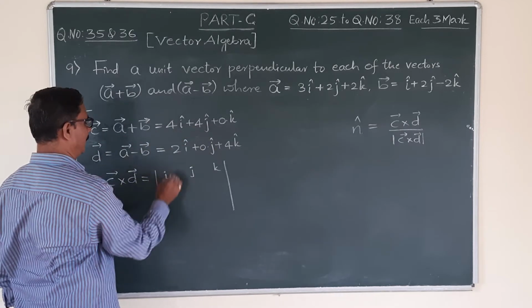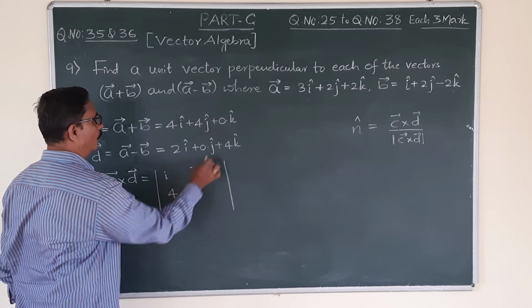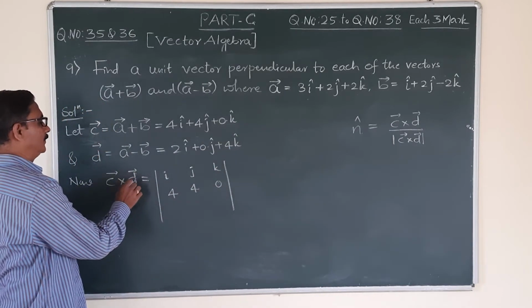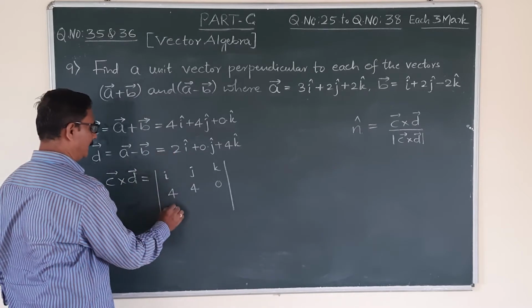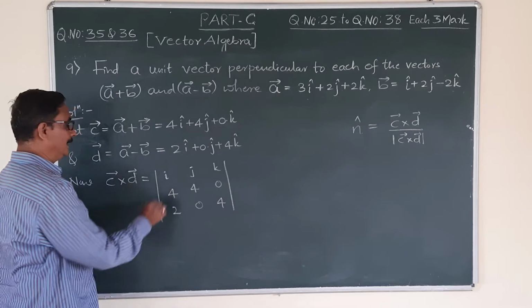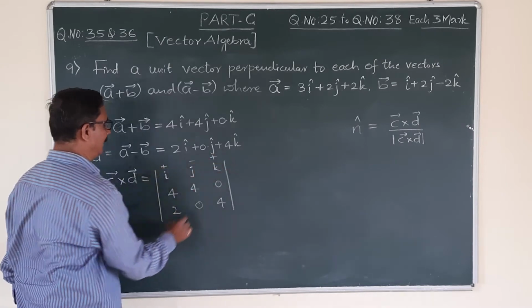Coefficient of i, j, k in vector C: 4, and the coefficient of k is here 0. Then D vector means the coefficients of i, j, k in vector D: 2, 0, 1, 4. Then expand. You know how to expand that determinant.